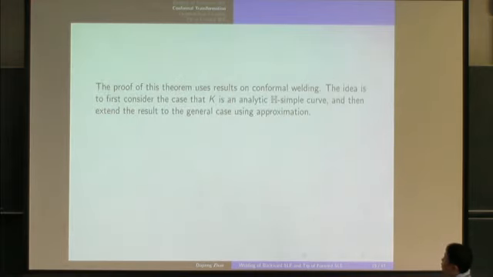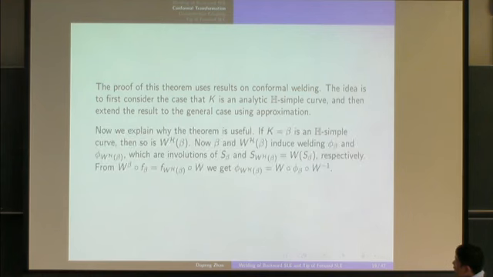The proof of this theorem uses results on conformal welding. The idea is to first consider the case that K is an analytic hull-symbol curve, and then extend the result to the general case using approximation. Now we explain why the theorem is useful. If K equal to beta is an H-symbol curve, then so is W_H of beta. Now beta and W_H of beta induce weldings phi_beta and phi_{W_H of beta}, which are involutions of the support of beta and the support of W_H of beta, and the support of W_H of beta equals the W image of the support of beta, respectively.